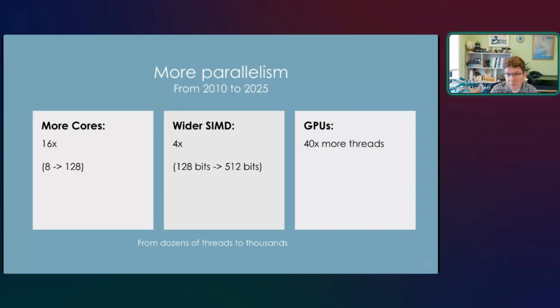GPUs also have a lot more parallelism. When I say threads running on GPUs, threads are a bit more like SIMD, which is evaluating the same operation in parallel many times, right? So we have a lot more parallelism. Of course, the wider SIMD compounds with the more cores. You have 4x wider, but you have 16x more cores. So you get a lot more parallelism than we used to.